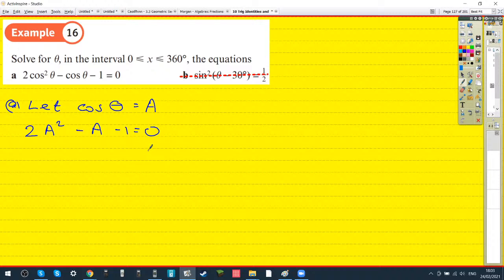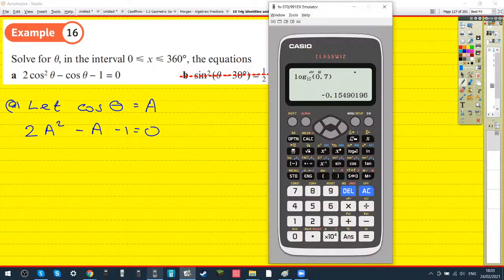So 2 times 1 is 2. Don't worry about that. What calculator? Equation. Polynomial. Degree 2.